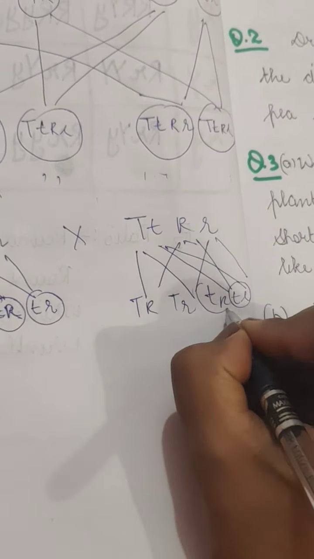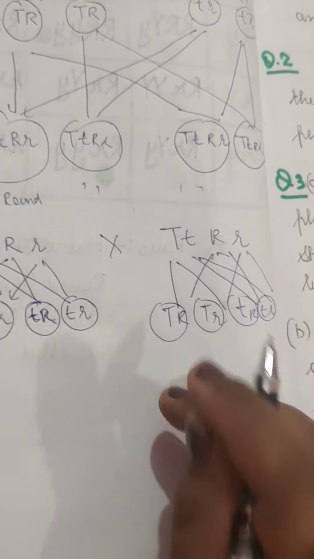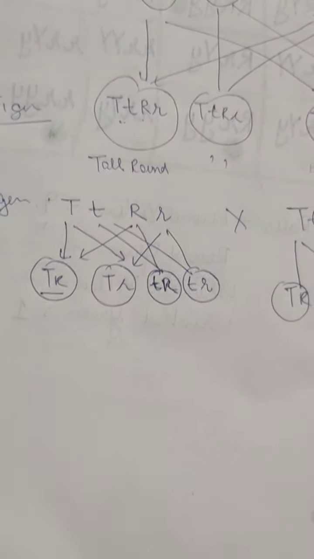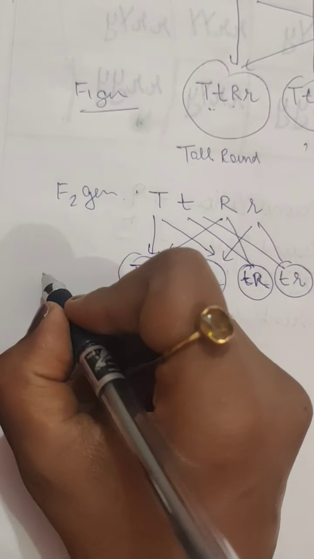I hope you understand this. Now we have to make a Punnett square. It's very easy to make a Punnett square. Now these are the gametes.